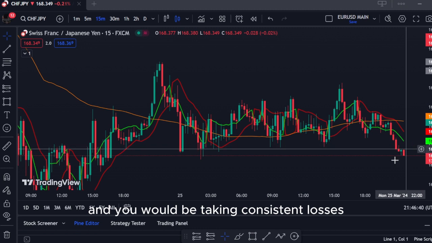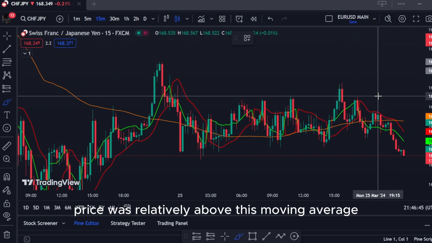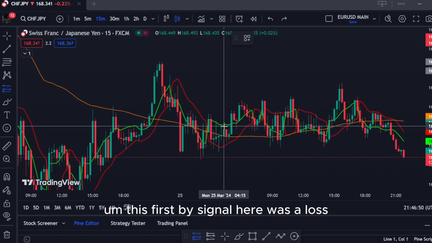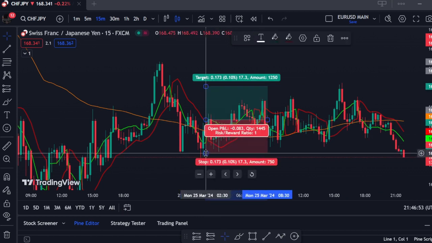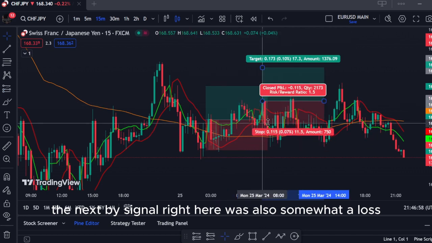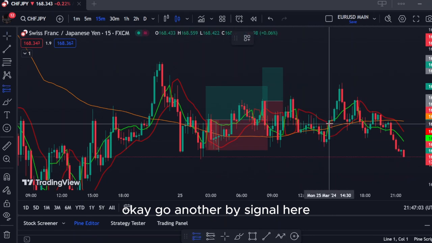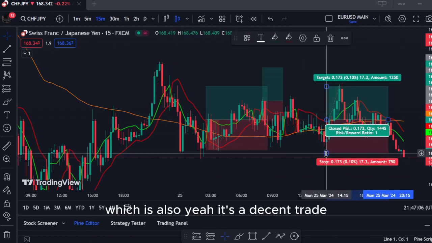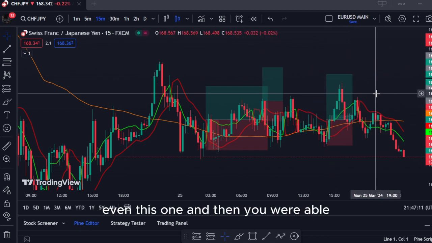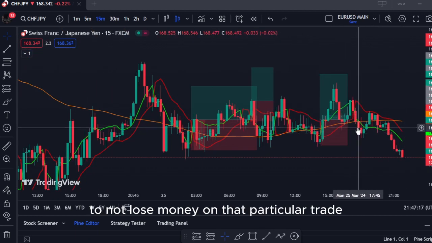And you would be taking consistent losses if you were taking all these trades. Now, let's say that price was relatively above this moving average during this time. We had a couple of buy signals. This first buy signal here was a loss. Let's just record that as a loss. The next buy signal right here was also somewhat a loss. Not somewhat, it was a definite loss, okay? We'll go another buy signal here, which is also, yeah, it's a decent trade, but it's not really that great. It didn't even give us up to a 1 to 2. Maybe you broke even on this one and then you were able to not lose money on that particular trade.